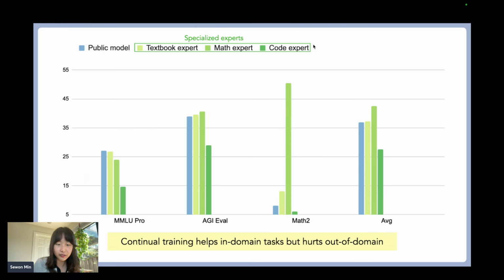So what we found is that continual pre-training on some specialized data helps in domain tasks. For instance, in math dataset, we see that the math experts is getting very good performance, which is not very surprising. However, we also found that it can hurt out-of-domain datasets. For instance, for MMLU Pro, all experts are getting worse results than the public model because they are only good at their specialized domain, but it's not good overall.